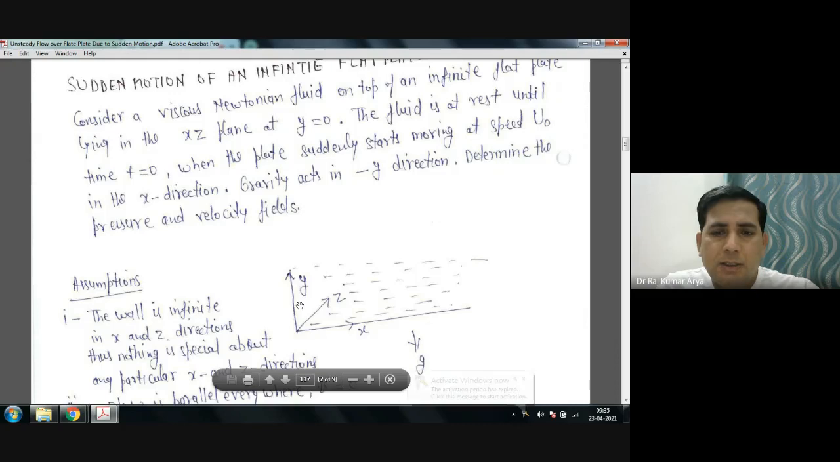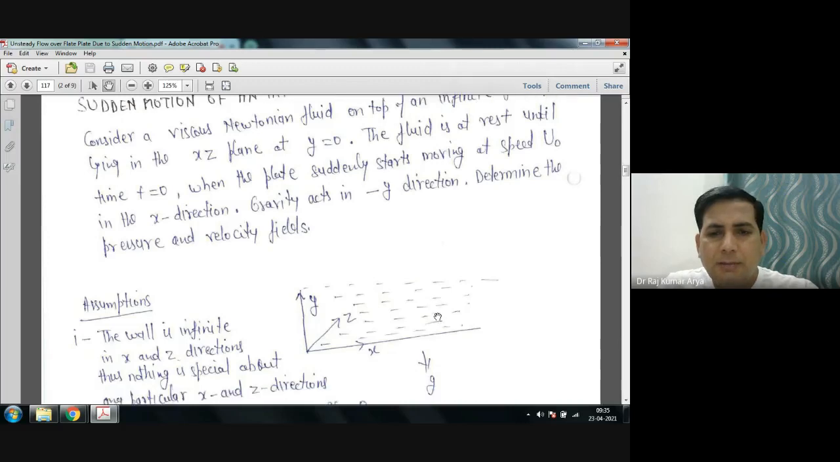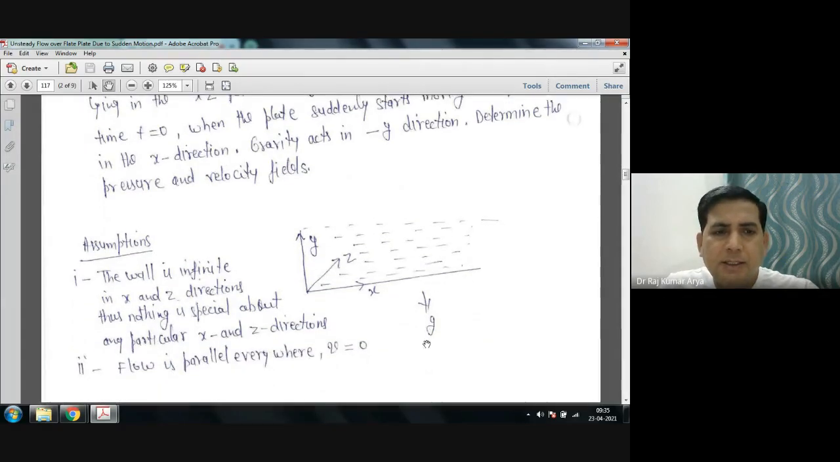Now, in the beginning, this entire thing is at rest. So in that case, velocity everywhere is zero, and g is acting vertically downward. So these are the assumptions we are considering. That wall is also infinite in length, the flat plate, x y z, as you know here.